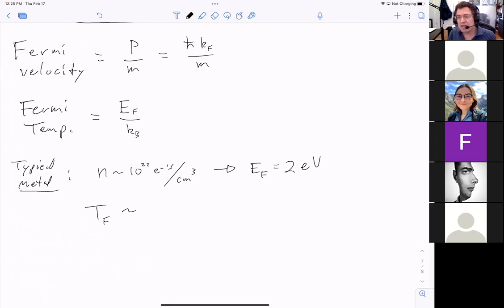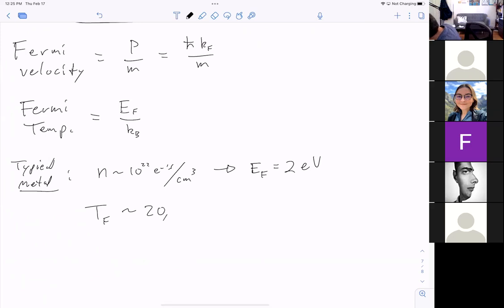What's an electron volt in Kelvin? This is actually an important conversion. You should know for solid state physics, it's important to be able to convert between electron volts and Kelvin. So what's 2 electron volts in Kelvin? Somebody tell me. 20? Yeah, 20,000 though. So that was almost right. 20,000. Okay, so that's good.